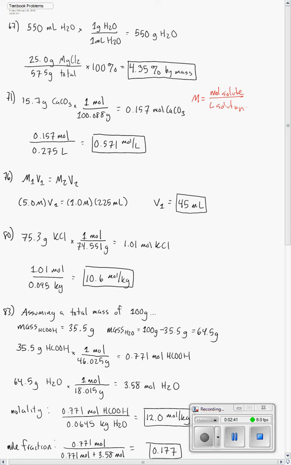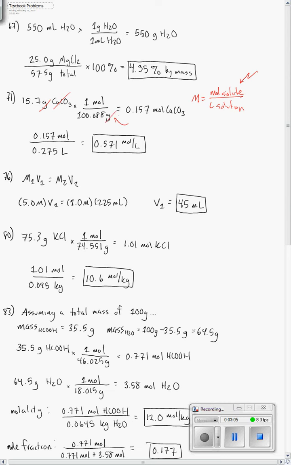So the first thing we need to do is figure out the moles of our solute, and our solute, again, is calcium carbonate. So we start off with 15.7 grams. If we want to go from grams to moles, we use the molar mass. The molar mass of calcium carbonate is 100.088 grams per mole. If we make sure we divide by that molar mass, our grams will cancel out, and we'll end up with 0.157 moles of solute, calcium carbonate.